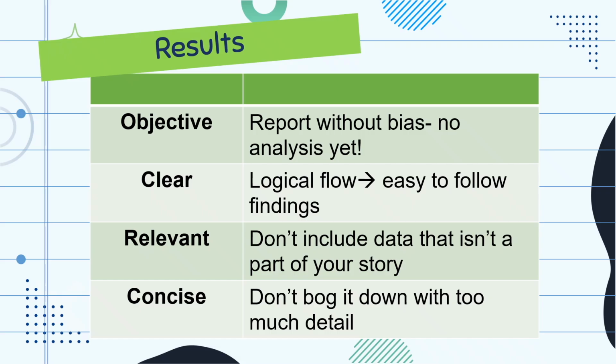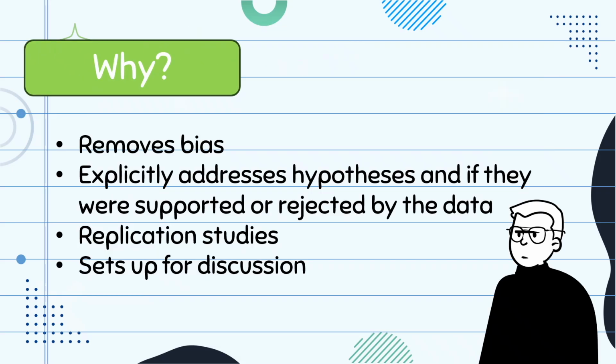A lot of research papers have a section called the supplemental section, and this is where we might put data that is interesting or tangentially relevant, or might make a point that is not huge to your story, but is still part of the research that you did. So consider moving things that are less relevant to that section of the paper or just excluding them entirely. Finally, it should be concise, which means don't bog it down with too much detail.